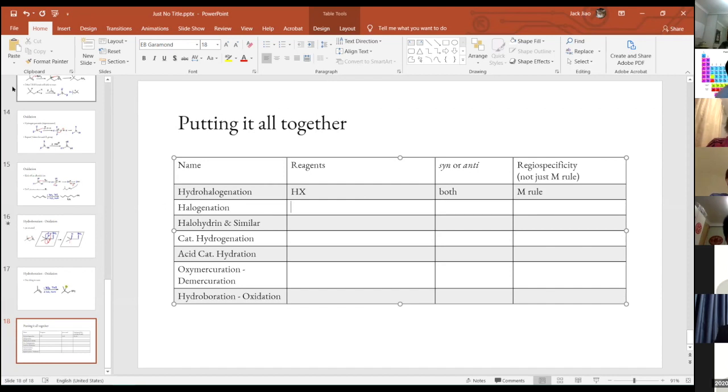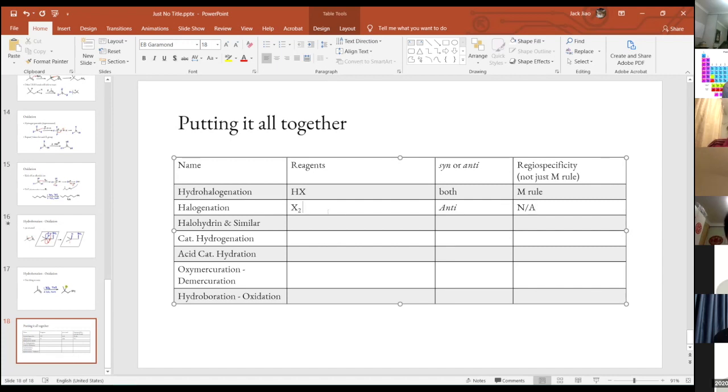Okay, who will be next? You guys can pick and I'll do the next one because it's easy. This one is just X2, and it will be anti. X2, anti, then this one is the same because regiospecificity is not applicable, since both of the groups are the same.